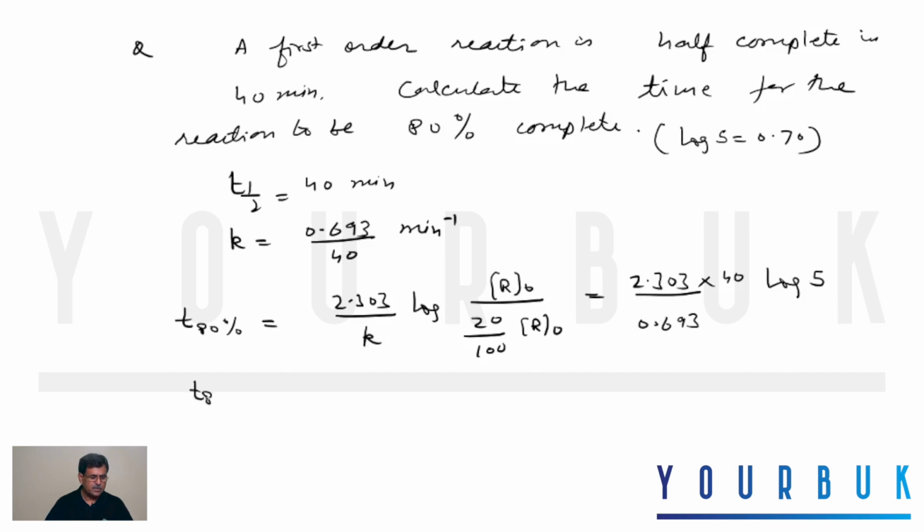Now t 80% is equal to 40 divided by 0.30 into 0.70. So this is equal to 280 upon 3, and this is 93.33 minutes. So this is the kinetics of the zero order reaction and the first order reaction.